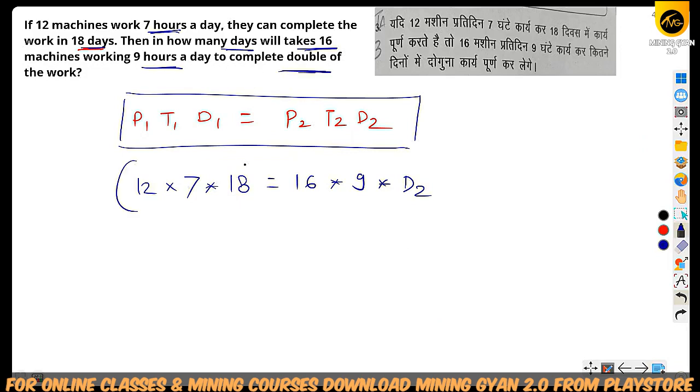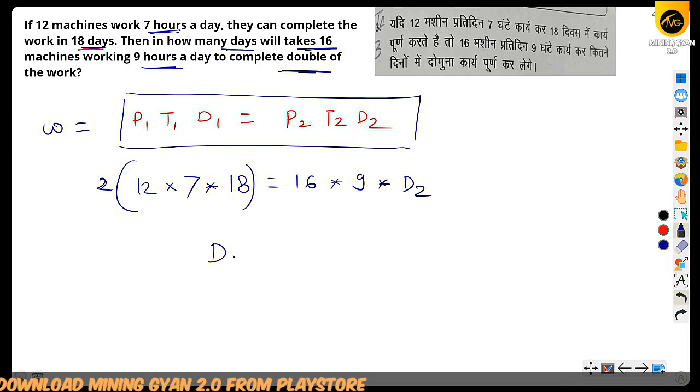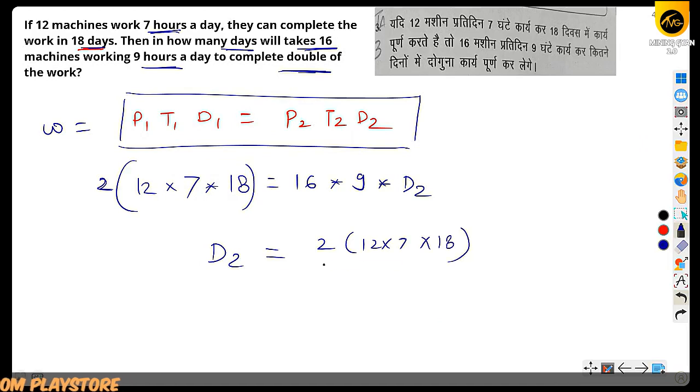So basically this is the formula of work. P1, T1, D1 is basically a work. So basically we have to double this work by multiplying 2 in this portion. So 2 into 12 into 7 into 18 is equals to 16 into 9 into D2. So now we can count the day D2 like 2 into 12 into 7 into 18 and divided by 16 into 9.